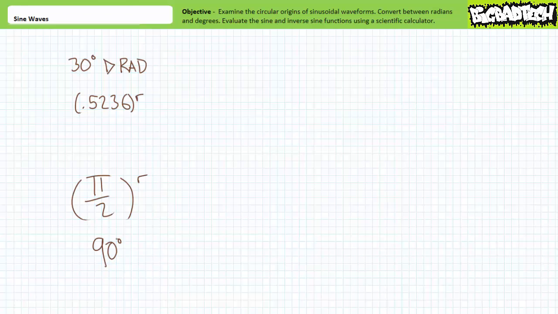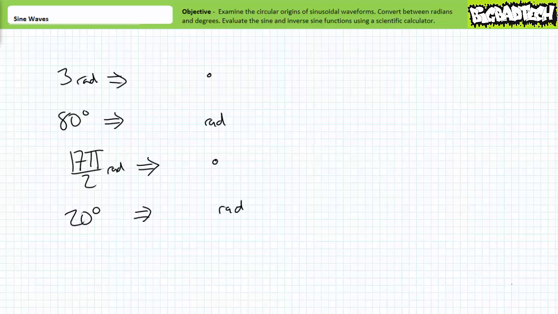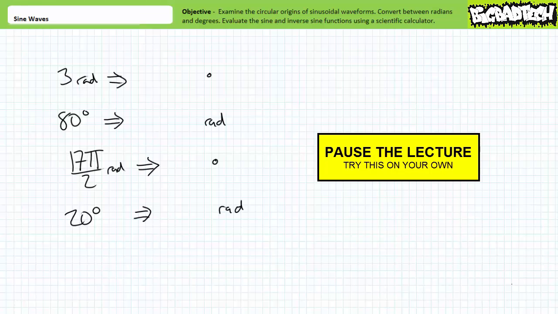in units of degrees. Put your understanding of unit conversion using the scientific calculator to the test by converting between the following measurements. If you're given an entry in degrees, find it in units of radians. If you're given radians, find it in units of degrees. By all means, pause the lecture and try this on your own.